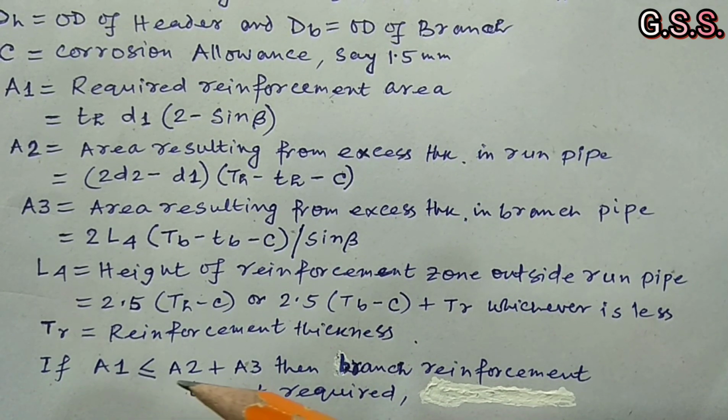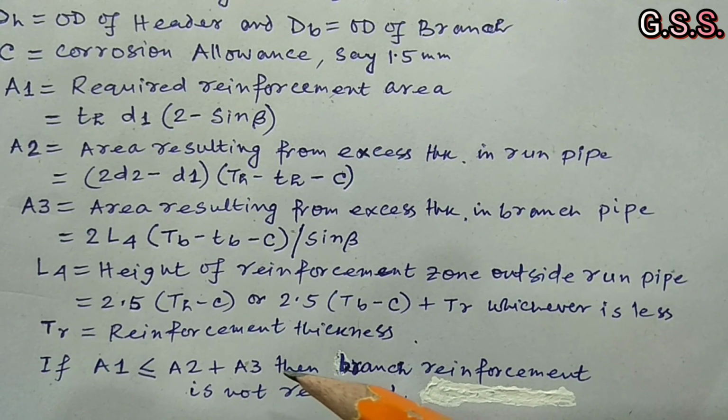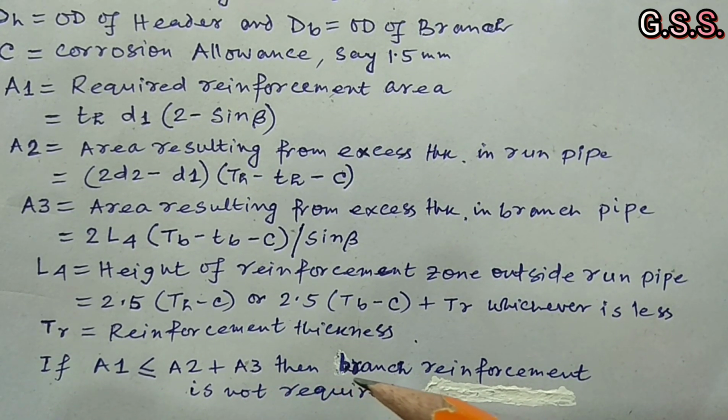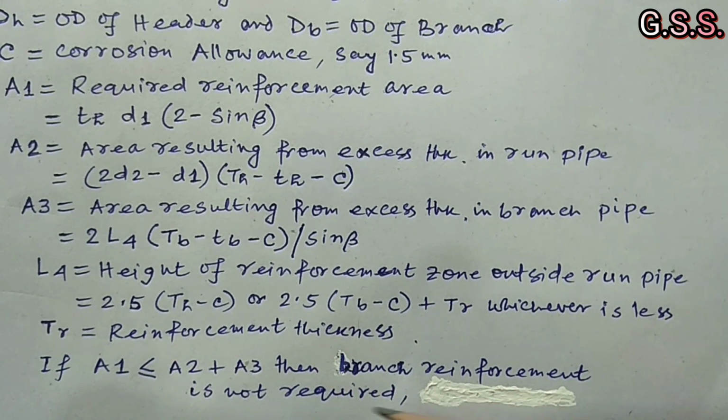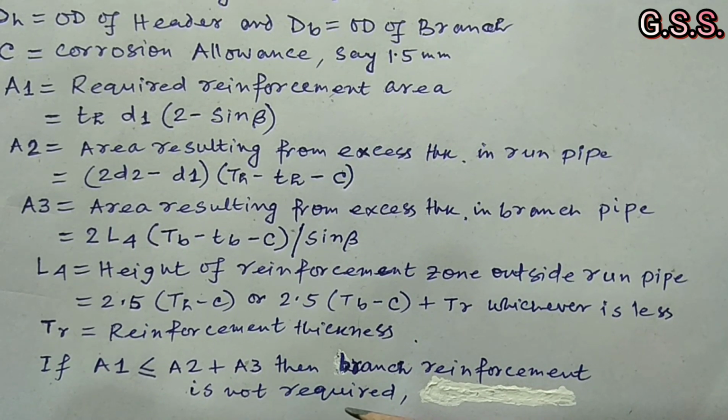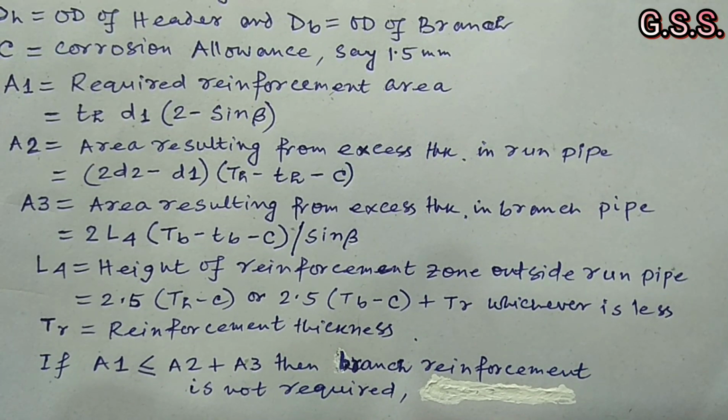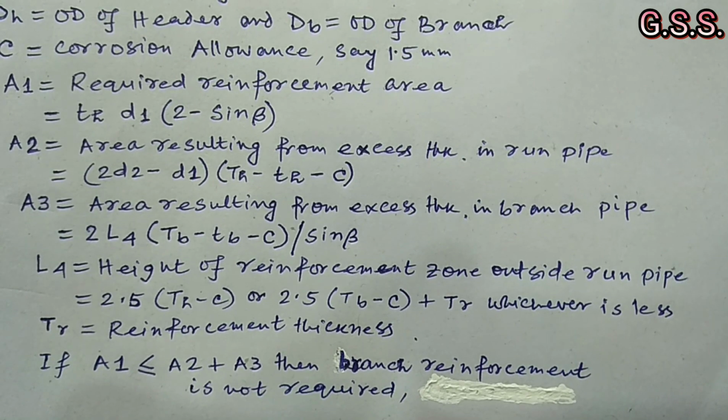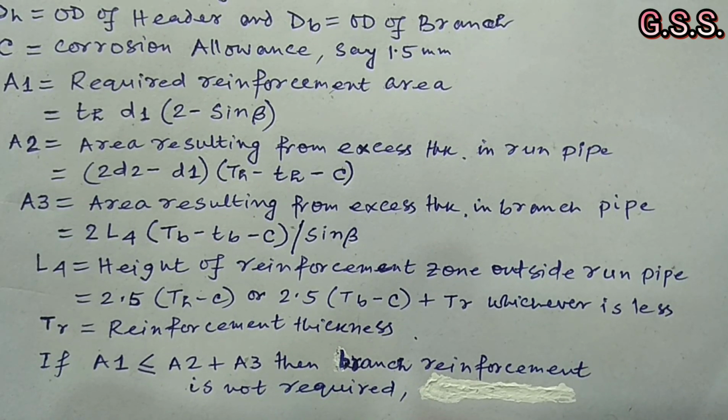If capital A1 is less than or equal to capital A2 plus capital A3, then branch reinforcement is not required. That means an RF pad is not required, and direct branching can be done.